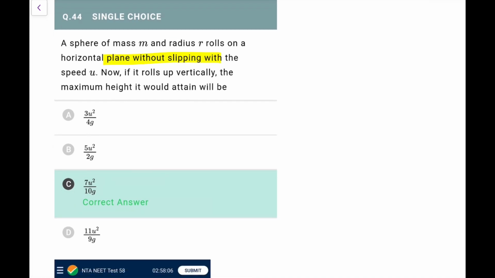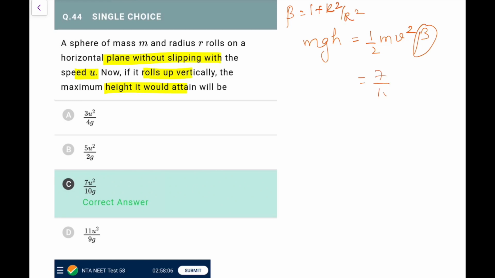A sphere of mass m and radius r rolls on a horizontal plane without slipping with speed u. If it rolls up vertically, the maximum height. You know, if it rolls up, it means no loss in kinetic or any energy. So mgh would be equal to total kinetic energy, which we generally write as half mv square beta. And beta for a solid sphere is 7 by 5. You know that's the factor beta, 1 plus k square by r square, we use. That would be 7 by 5. So it is 7 by 10 mv square equal to mgh. So now you can make it out. The height would be 7u square by 10g. Go for option C. So it's an easy one.